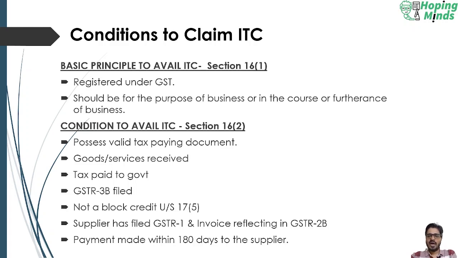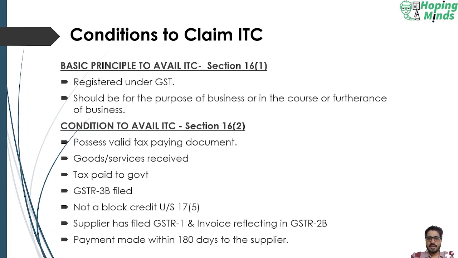So all the inputs are not allowed to be availed. A list of goods or services against which input tax credits cannot be claimed is governed by section 17 subsection 5 and it falls under the block credit list.